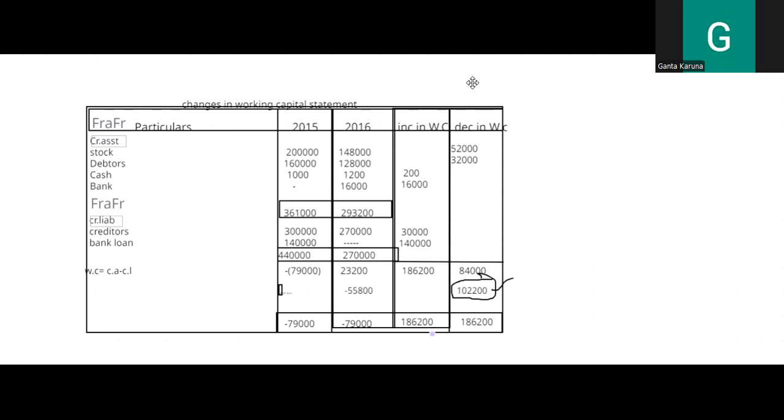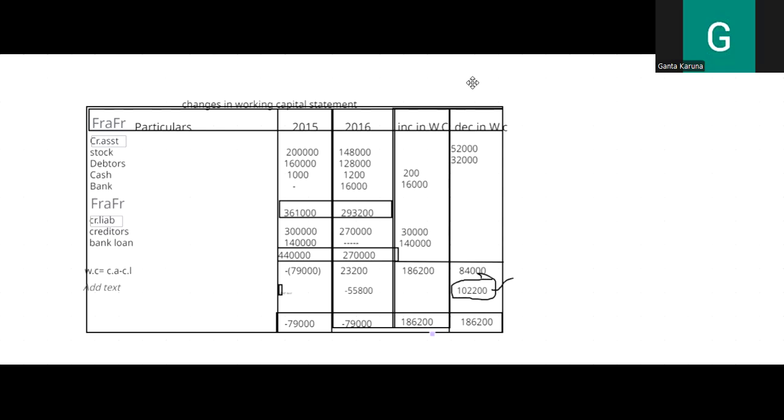Among these totals, which is the biggest total? So 1,86,200 is the biggest total. In which column did we get this? In the increase column. So that's why I'm going to address this answer as the increase in working capital. So that will be my answer. Hope it is clear to you.